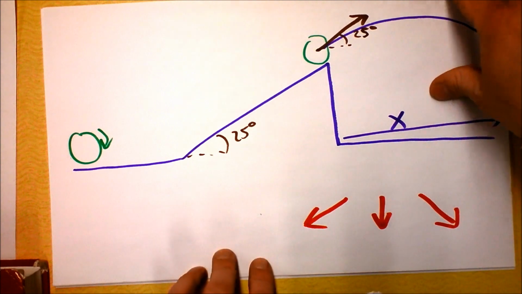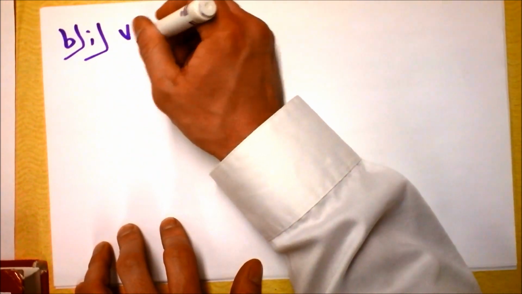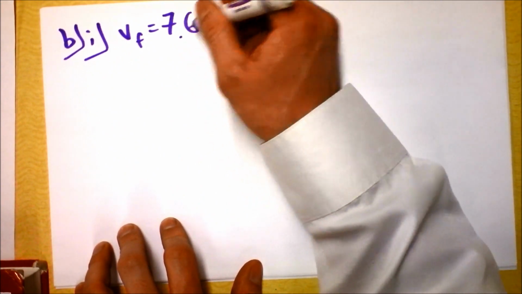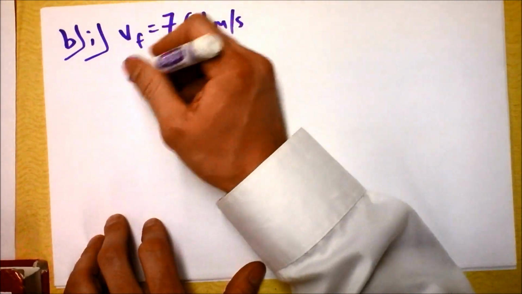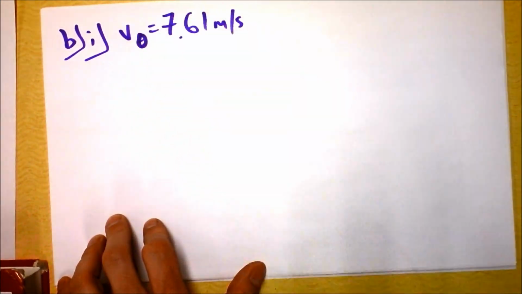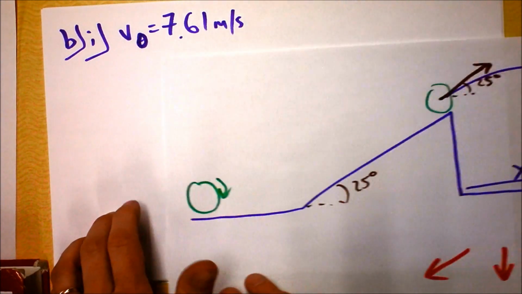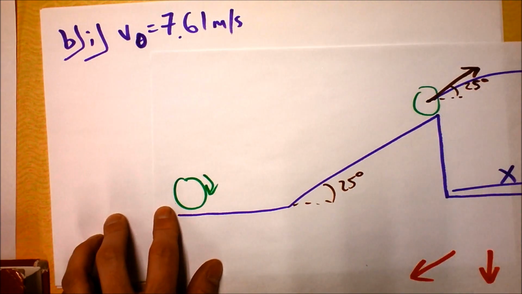I guess I should draw another sketch. So we know how fast the ball's going, as we found in part B1. B1 told us that the final velocity was what? 7.61 meters per second or thereabouts. And we know that the direction, actually I'm going to call that v0 for the launch. Even though it's the final velocity at the top of the hill, it's the initial velocity for the launch coming off of the hill.